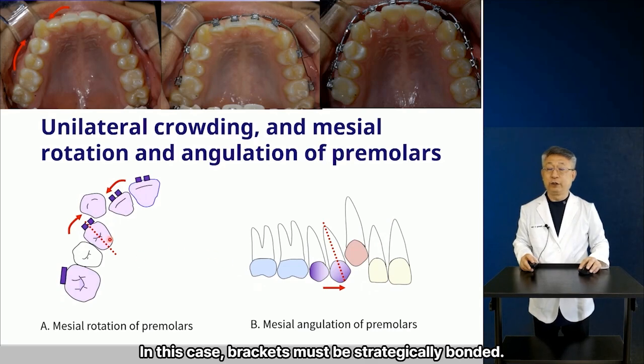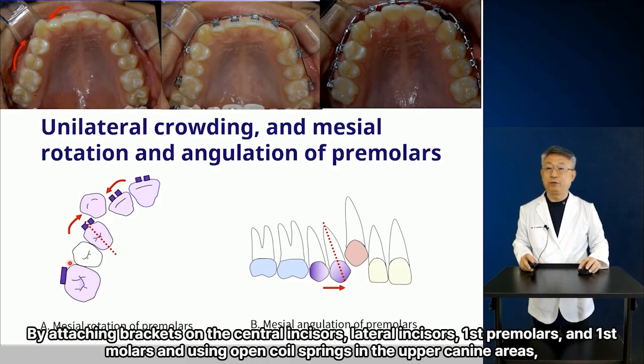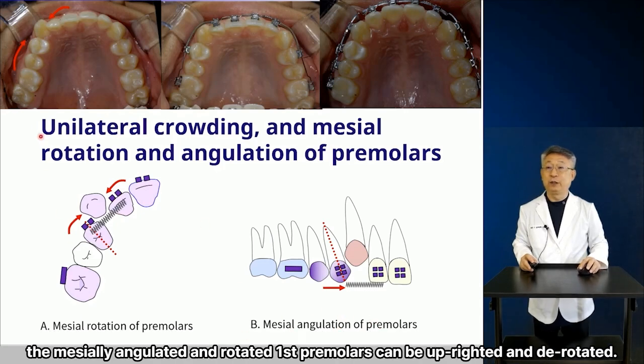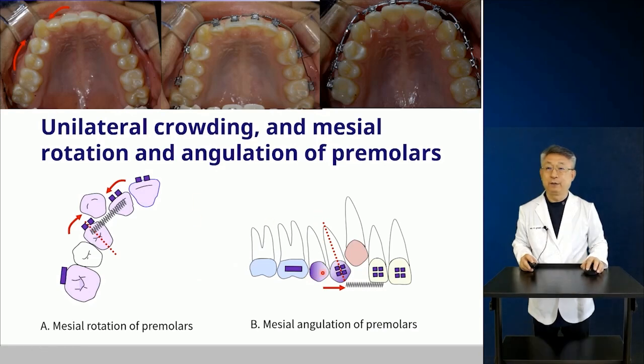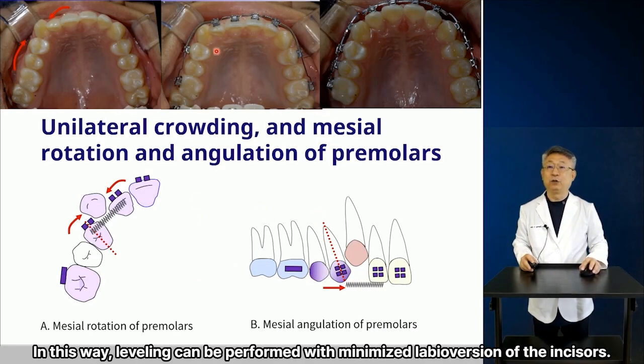In this case, brackets must be strategically bonded. By attaching brackets on the central incisors, lateral incisors, first premolars, and first molars, and using open coil springs in the upper canine areas, the mesially angulated and rotated first premolars can be uprighted and derotated. In this way, leveling can be performed with minimized labioversion of the incisors.